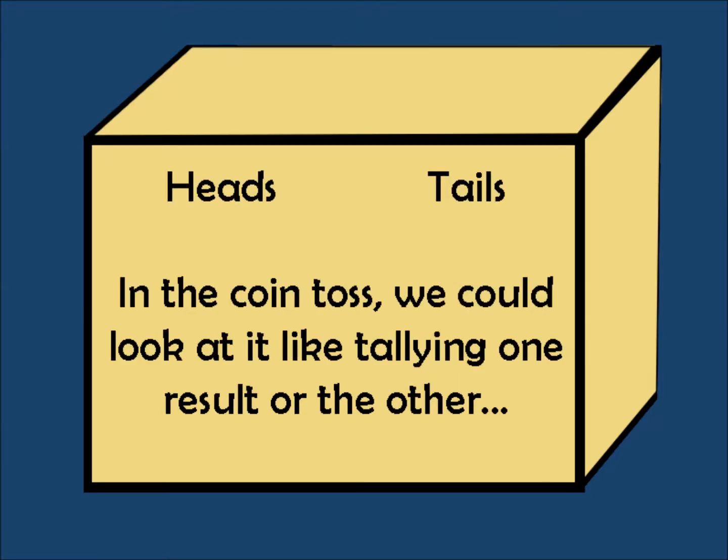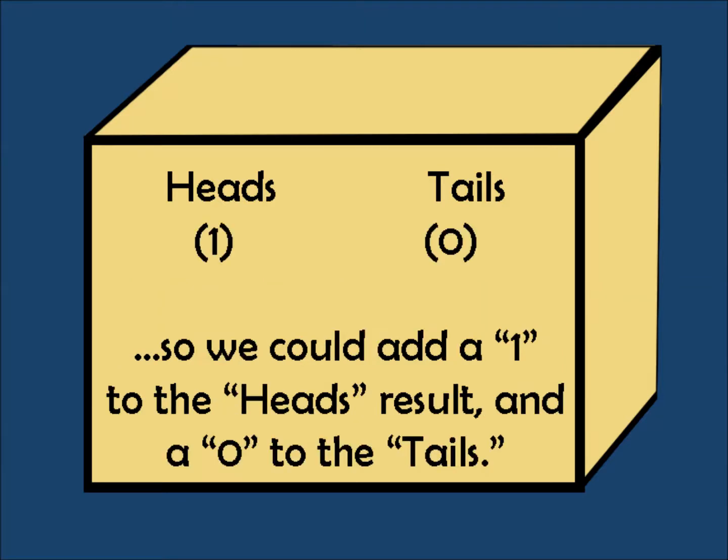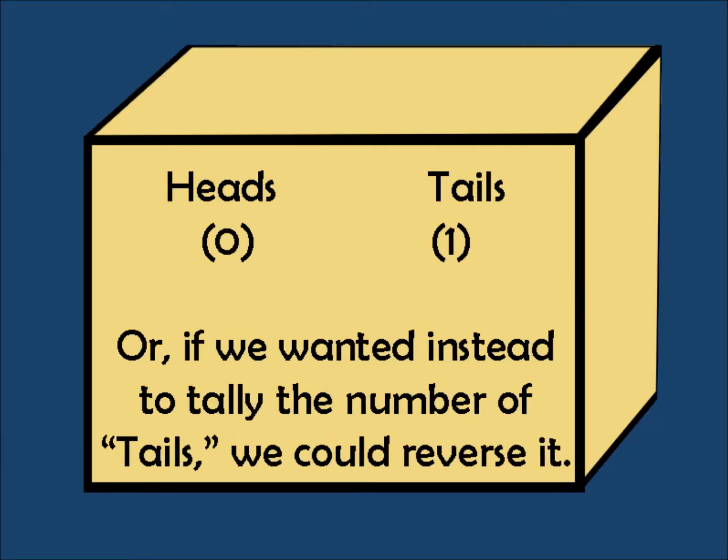In the coin toss, we could look at it like tallying one result or the other. So tallying, how many times do we toss this coin and heads comes up, or tails, or whatever. So we could add a 1 to the heads result and a 0 to the tails, meaning that we're going to tally the number of heads that are tossed on this coin. Or if we wanted instead to tally the number of tails, we could reverse it. So our box model would then say heads and tails, and it'd have a 0 underneath the heads and a 1 underneath the tails.